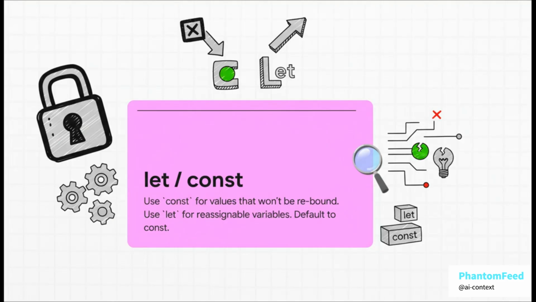First up, variables. Forget about var. These days, it's all about let and const. And the rule of thumb is super simple. Just use const for everything by default. This stops you from accidentally changing a variable's value, which makes your code way more predictable. Only switch to let if you know for sure you're going to need to reassign it later.